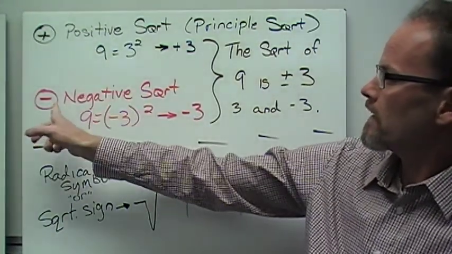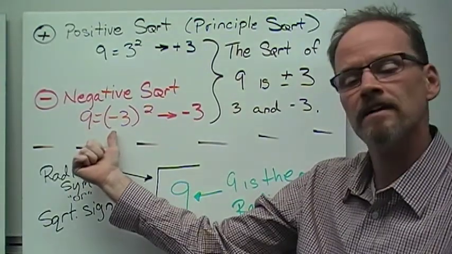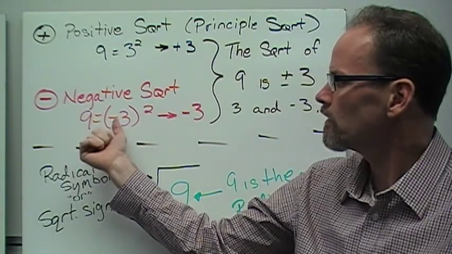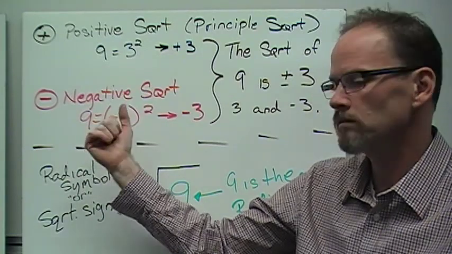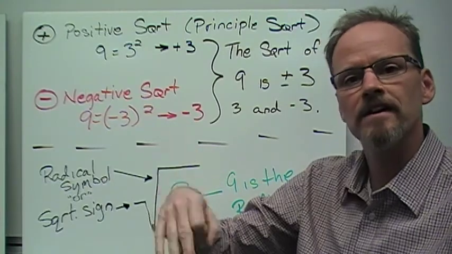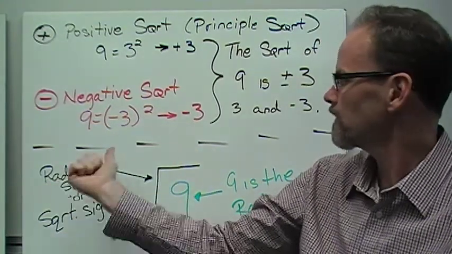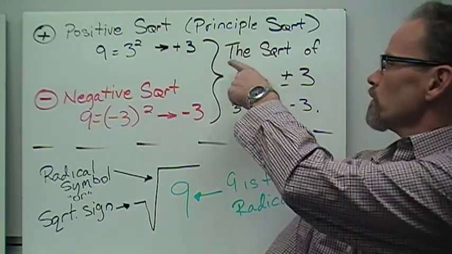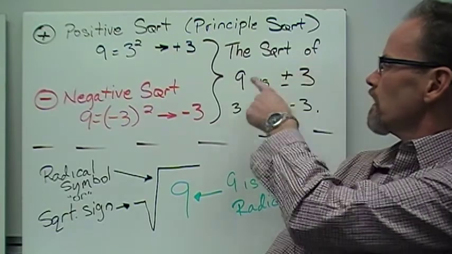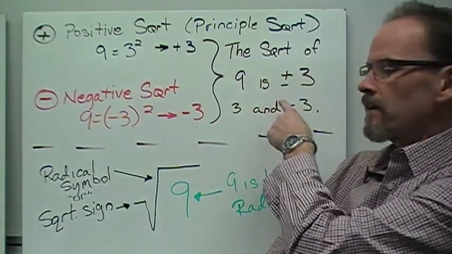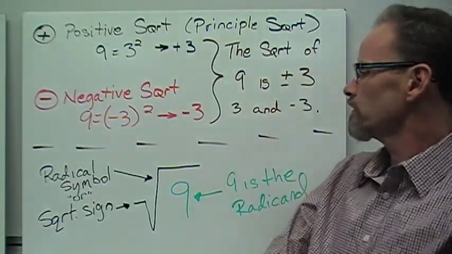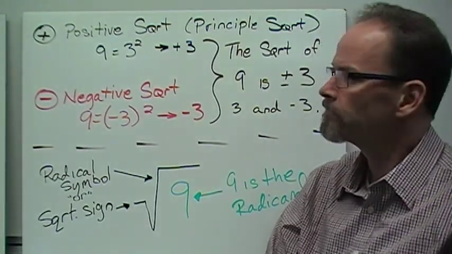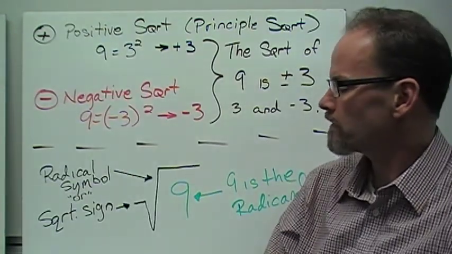If it's negative, notice how I have the negative inside a couple parentheses there, and 9 would also equal negative 3 squared. Again, negative 3 times negative 3, positive 9. Our square root would be negative 3 in this case. So these two together, the square root of 9 is positive and negative 3. Remember, there's 2 square roots for every square root number out there.